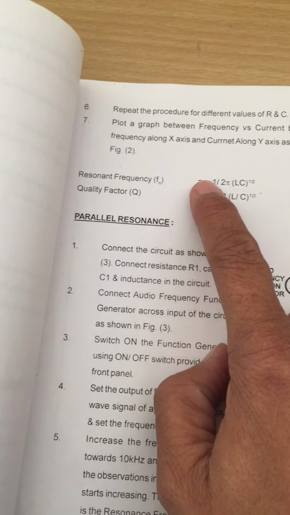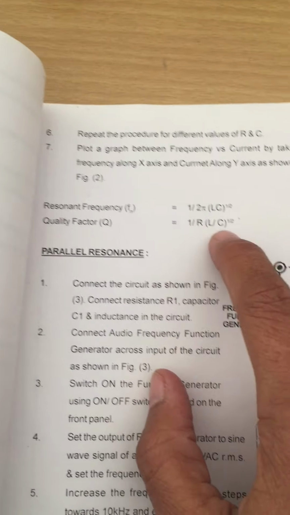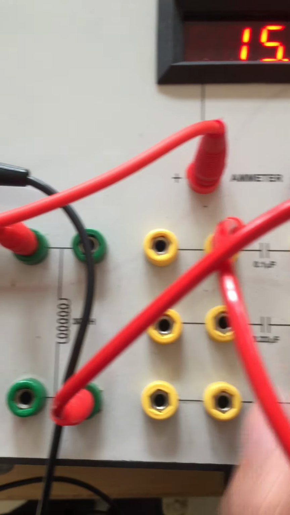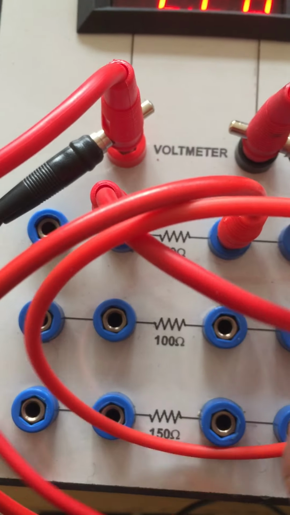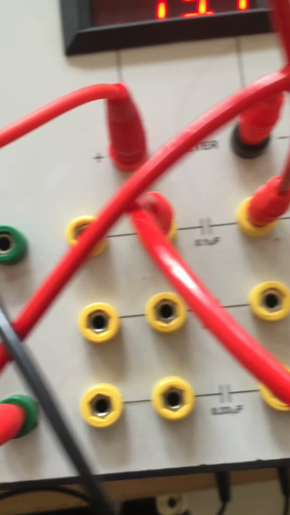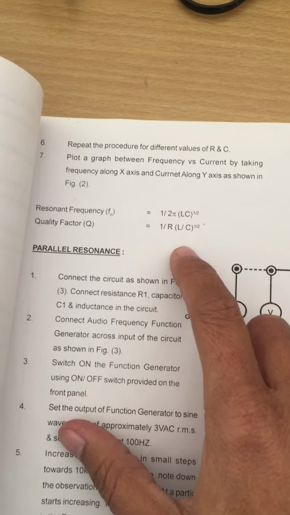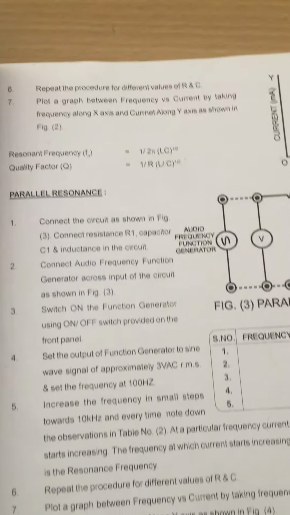You will calculate the resonant frequency by this formula also. This will be the calculated value. You can also calculate the quality factor using this relation, because all the values for the components are given. We are using this capacitor and this inductor, 30 millihenry, and this resistor, 50 ohm. So 30 millihenry L, and 0.1 microfarad C. So you already know the RLC values, and you can calculate the value of resonant frequency and quality factor. This will be your calculated value. Observed value is 3 kilohertz. So this completes your experiment.